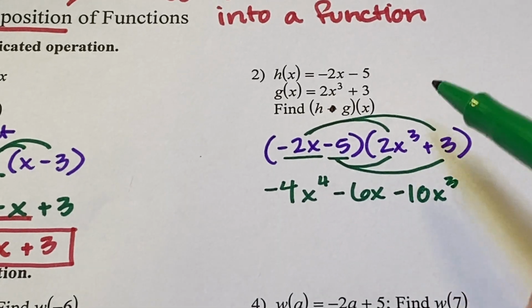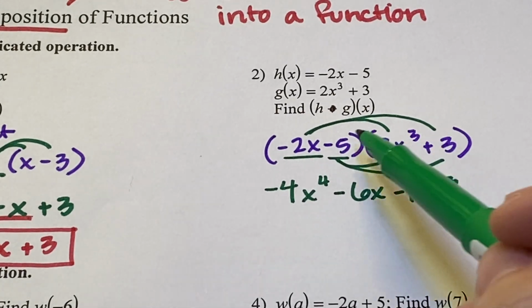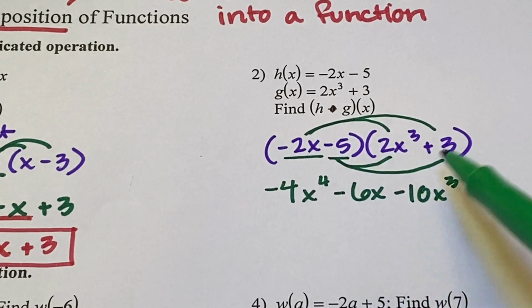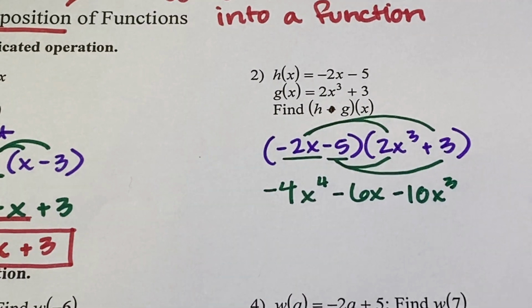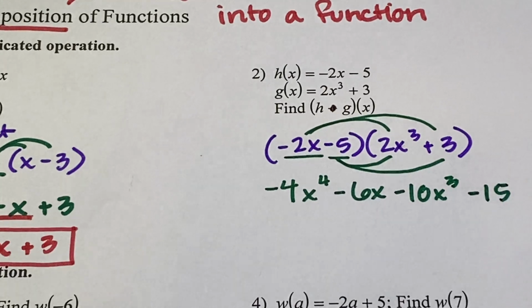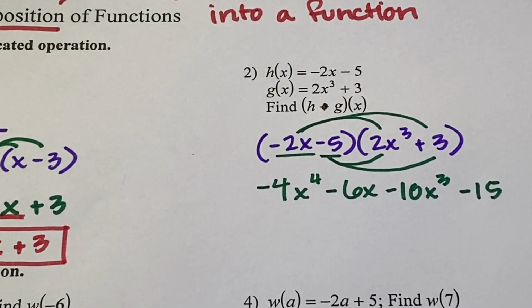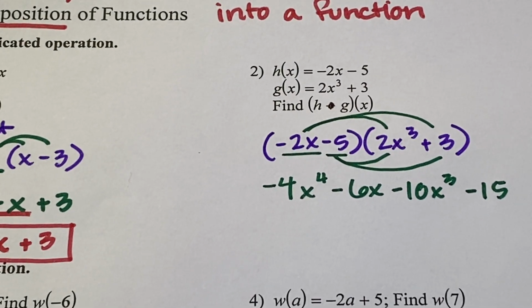10x to the fourth power. Ooh, not quite. Okay, my last one. What's negative 5 times 3? 15. Positive 15? Negative 15. Negative 15. Everything's a negative.